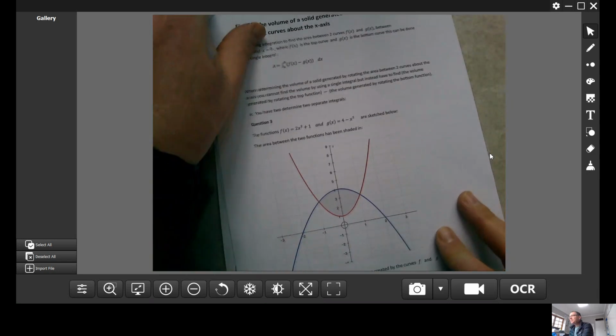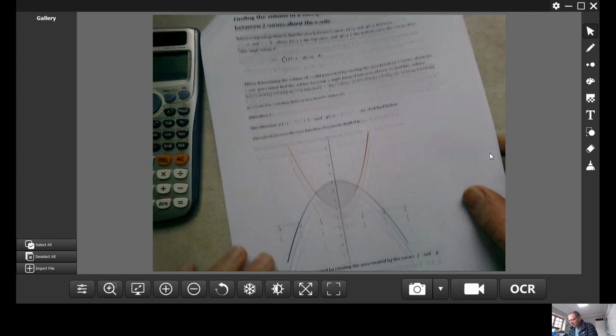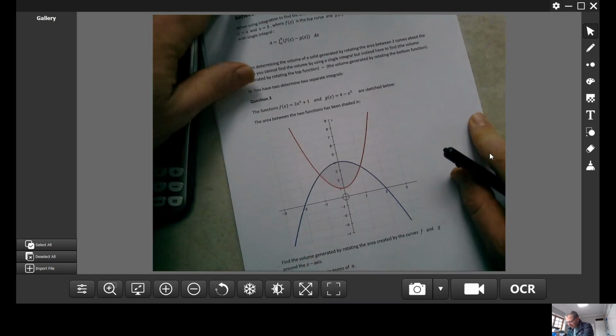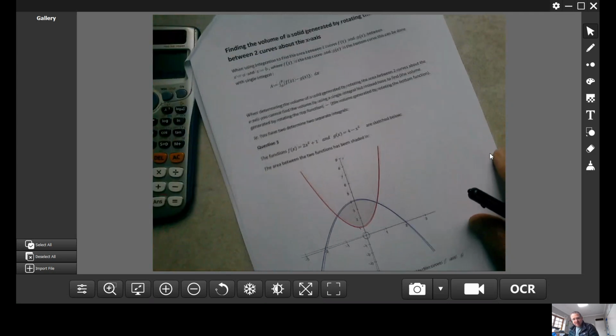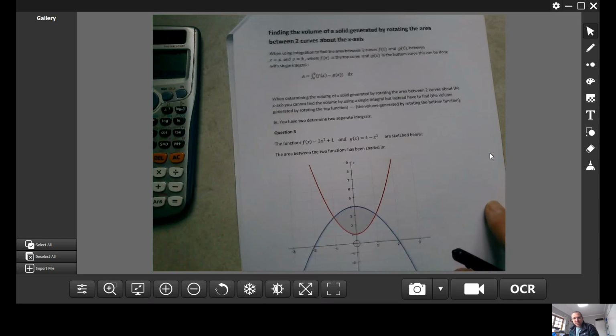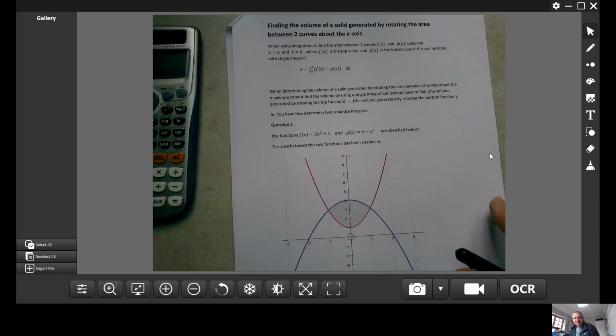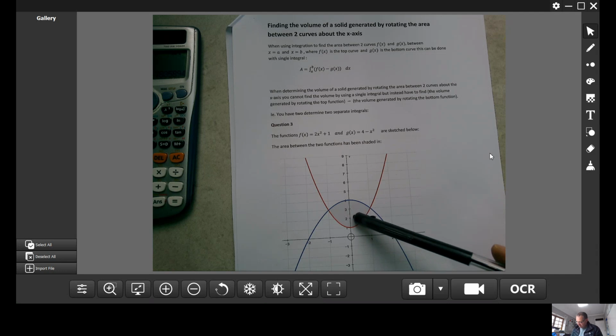Alrighty. Okay. Now we talked about area. So here on the note it says, finding the volumes of solids generated by rotating the area between two curves about the x-axis. So say we wanted some weird looking solid, if you can imagine it, formed by rotating the shaded area about the x-axis. Okay, quite difficult to picture. It's a hollow thing in the middle.